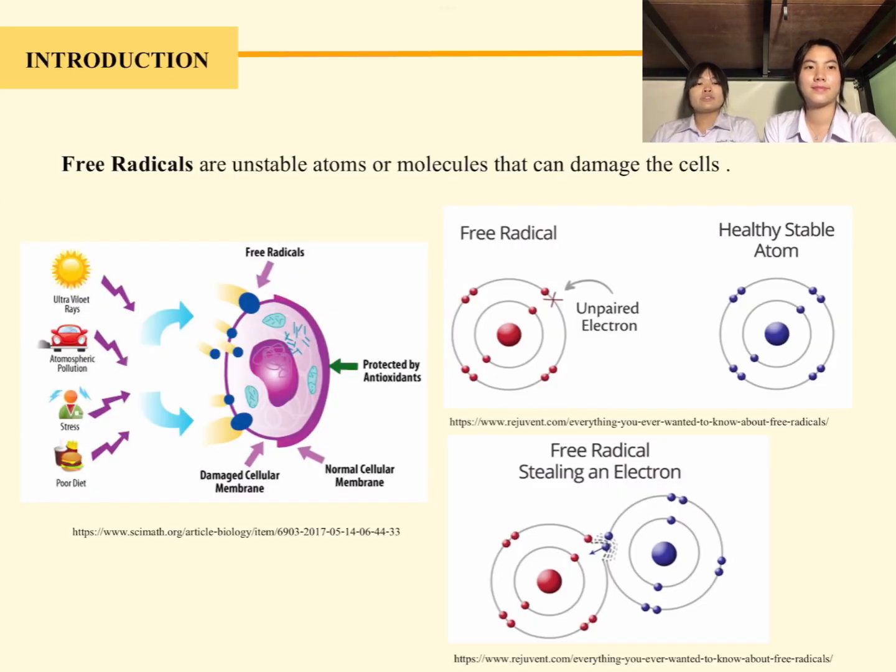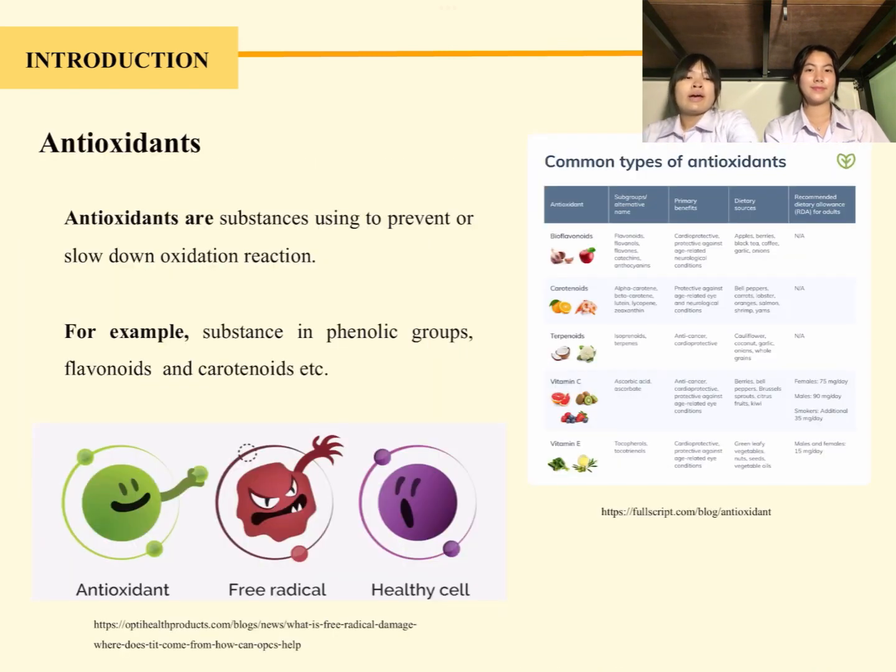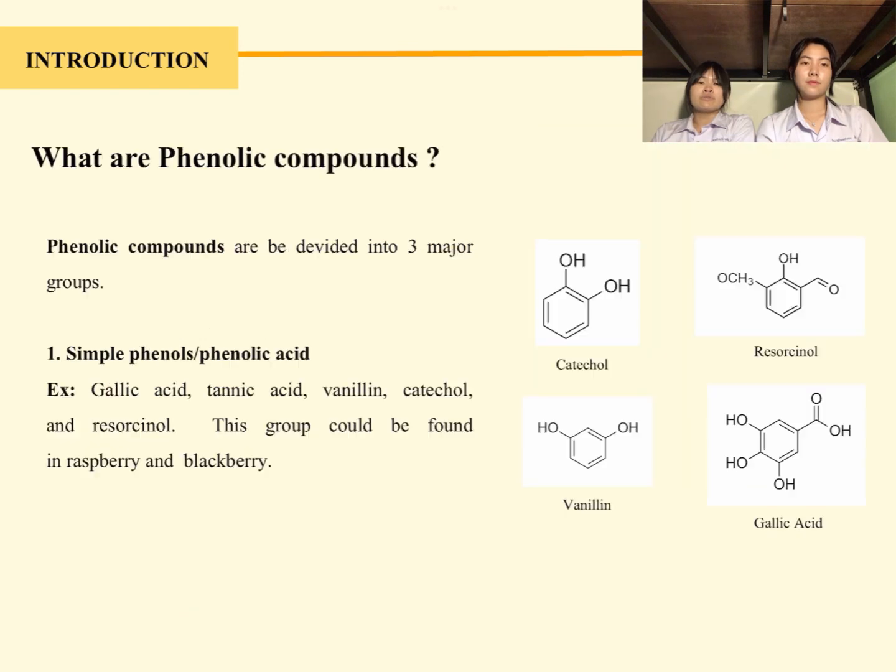First of all, we need to know about the word free radical, which are unstable atoms or molecules that can damage the cell. So we have antioxidants, which are substances that can be used to prevent or slow down the oxidation reaction. For example, substances in the phenolic group, flavonoid and carotenoid.